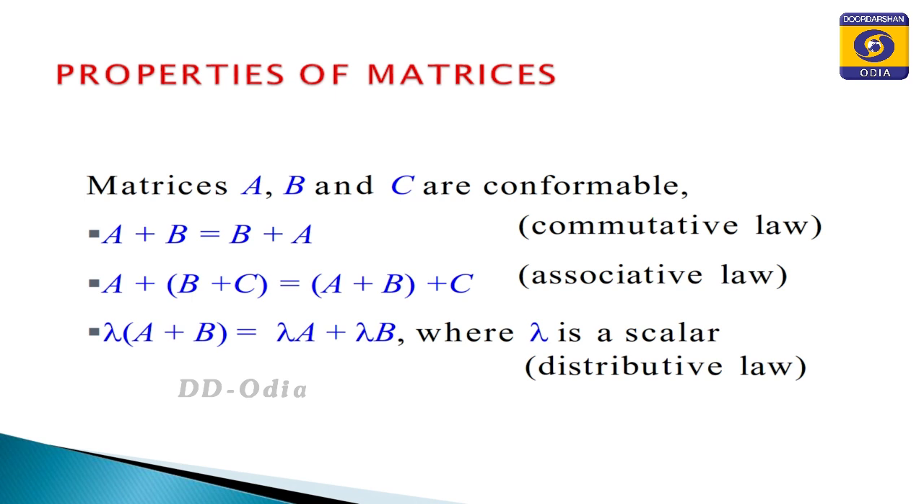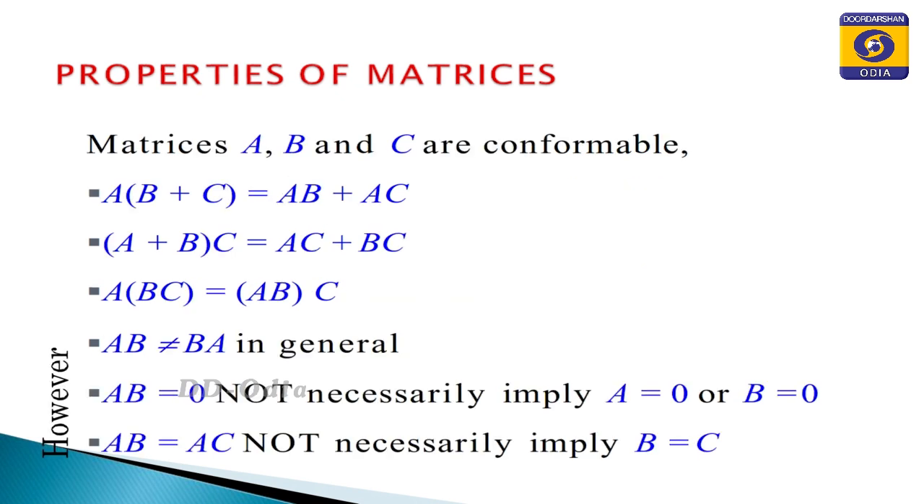Similarly, matrix addition is associative. That is, A plus B plus C can be A plus (B plus C). Similarly, if lambda is a scalar, then the distributive property also holds. That means lambda times (A plus B) is equal to lambda A plus lambda B. Next, A times (B plus C) is equal to AB plus AC. That is, matrix multiplication is distributive. Similarly, (A plus B) into C is equal to AC plus BC.